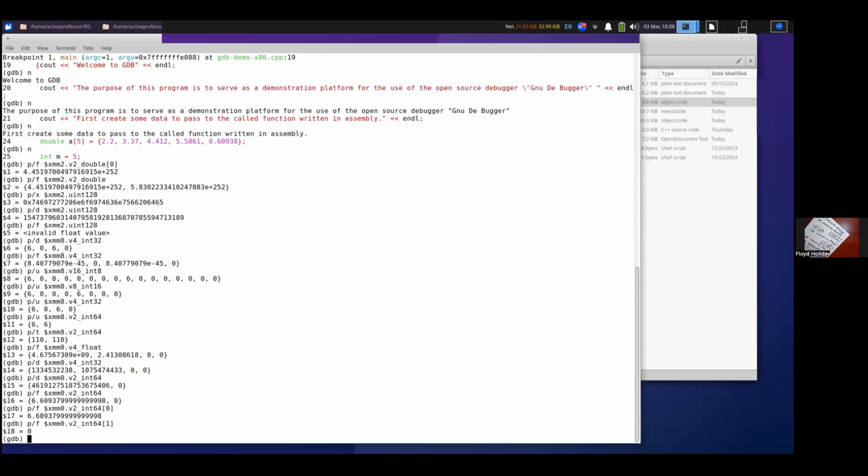What if we try to change the value of one of those? It's done by set $sign XMM0 dot v2_double, square brackets, the one on the low end, equals 4.5.